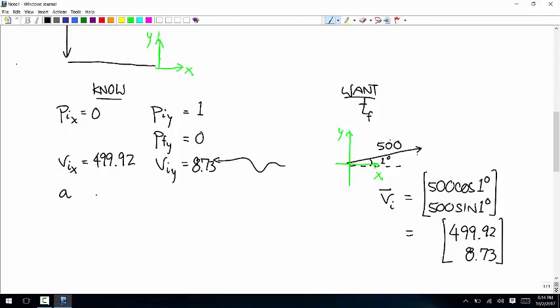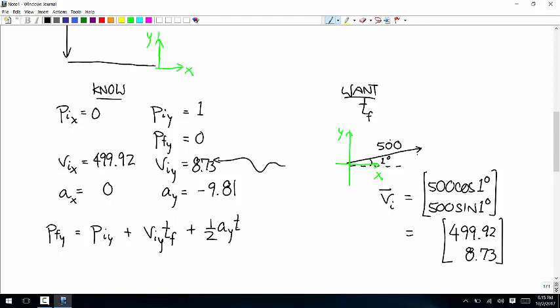And then the acceleration, this is free fall, so AX is 0, AY is 9.81. And is there an equation that works for these? I think this one should. PFY is equal to PIY plus VIY TF plus 1/2 AY TF squared.